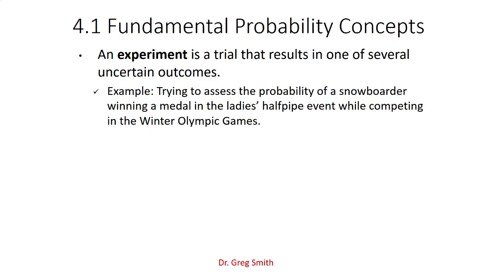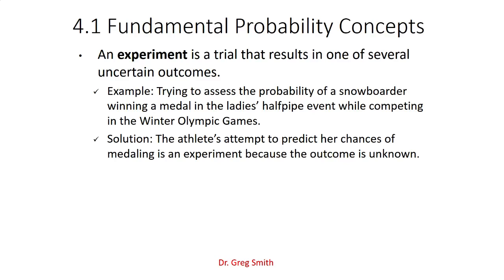For example, we're looking at the Olympics, and if we look at someone who's a snowboarder, a trial results in one of several outcomes. So if you're a snowboarder in the Olympics and you make the Olympic Games and you're in the ladies half pipe, there's only so many exhaustive things that can happen. You can win a bronze, you can win a silver, you can win a gold medal, 3 medals, or you don't win a medal at all. Those are the outcomes. So as we look at those sets, they're trying to predict their chance.